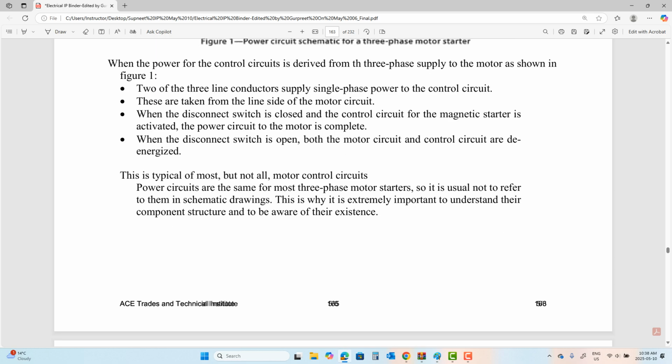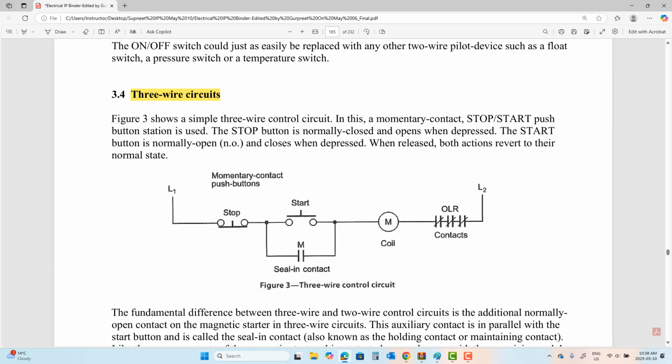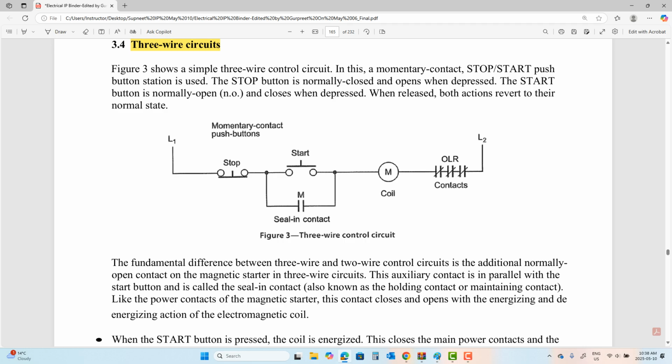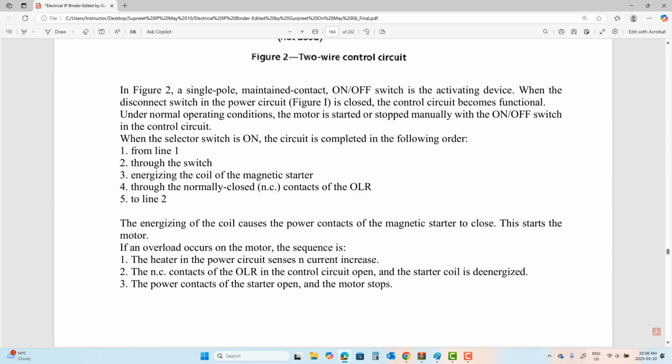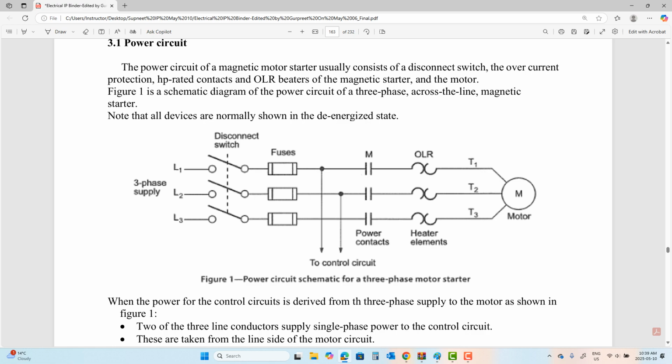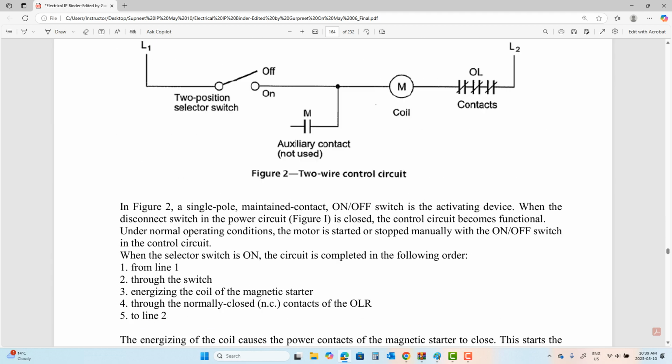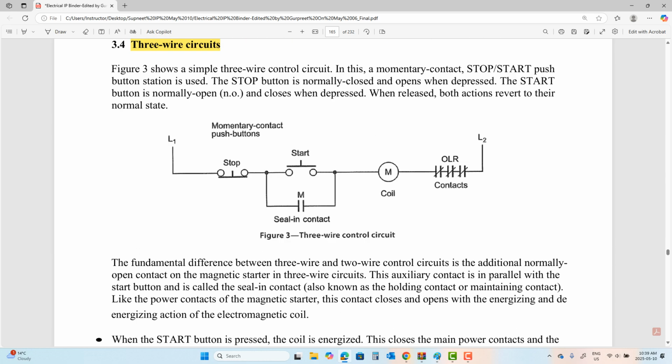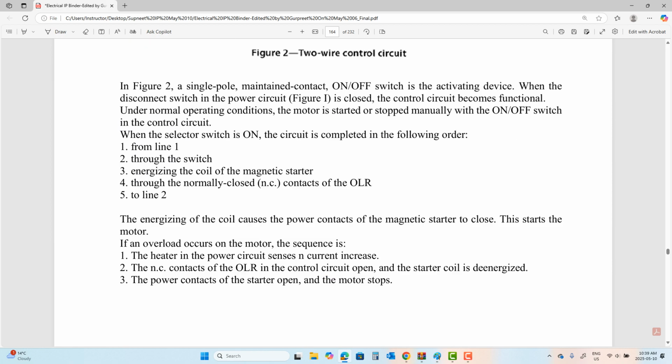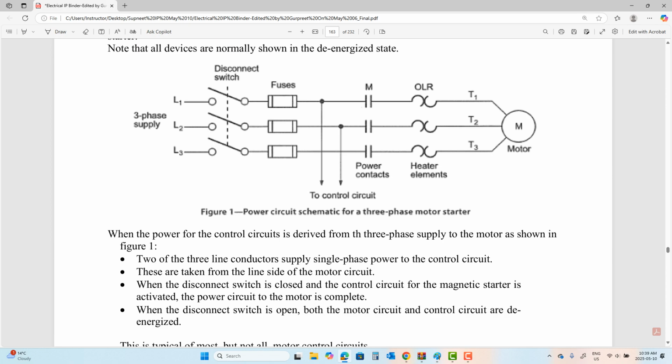In the event of overload, right here, let's say same story that I taught you before. If OLRs are getting heated up because you used a higher HP rated motor, the OLR contacts, which are right here, will now open up. When they open up, M coil cannot energize anymore or cannot complete the circuit, which means the M contacts will now come to an open state, and the motor will shut down.